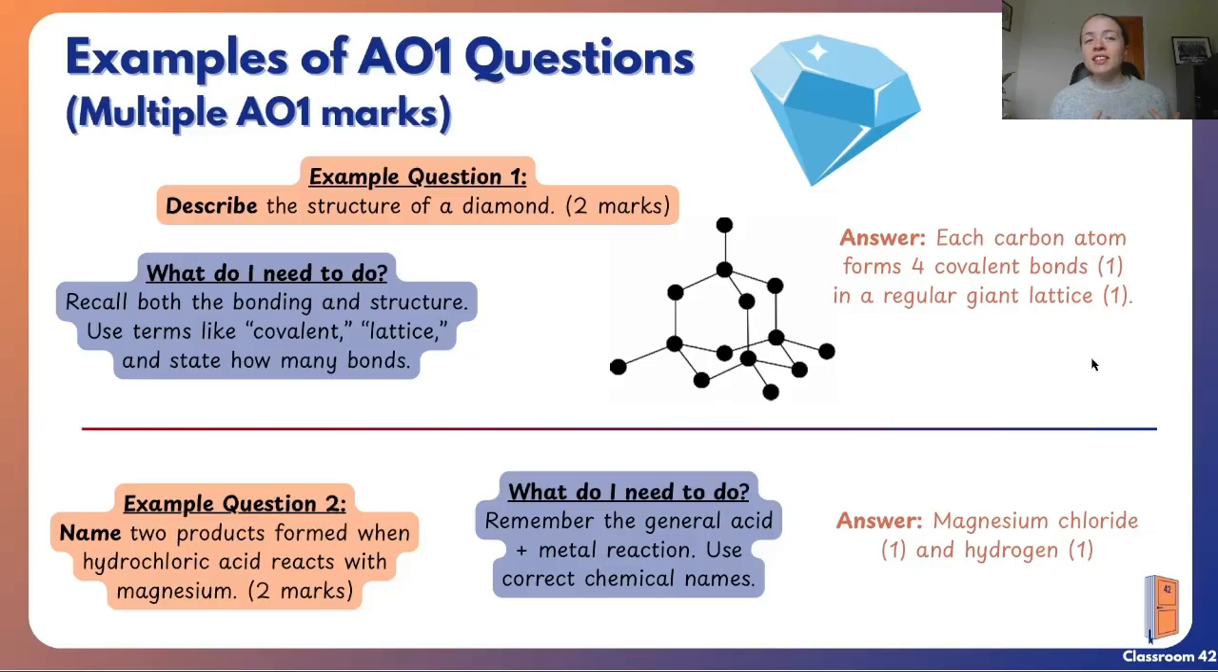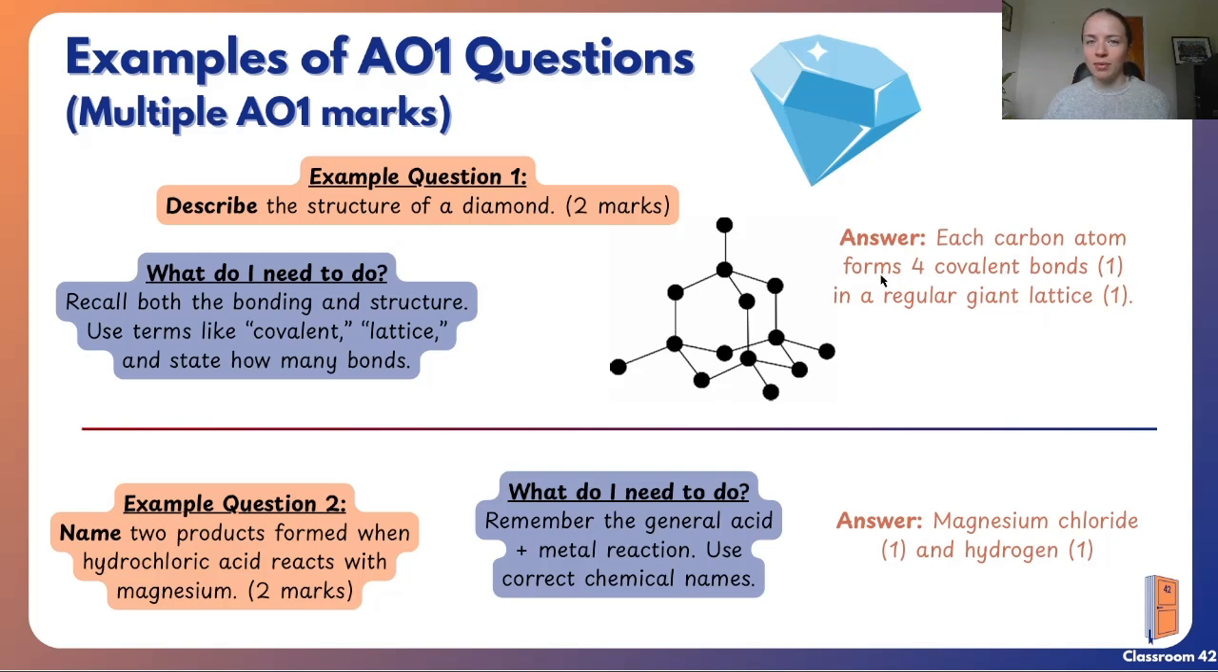So for these questions, these are also AO1s, but they have multiple marks. Firstly here we've got: describe the structure of a diamond. Here you need to recall both the bonding and structure of a diamond, using terms like covalent and lattice and stating how many bonds are the kinds of things they're looking for here. So I've put here, for example, each carbon atom forms 4 covalent bonds in a regular giant lattice. The regular giant lattice is probably the structure, but the covalent bonds is also what they're looking for in how that structure has developed.